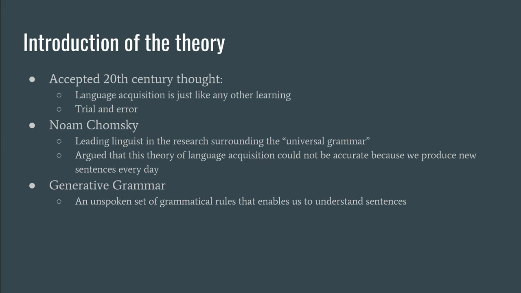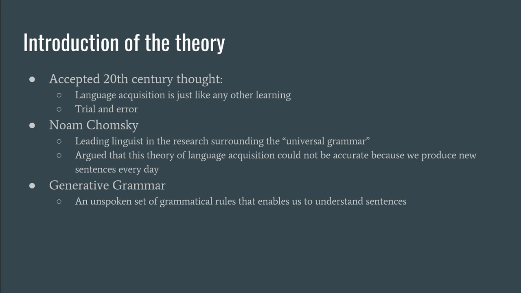So, during the beginning of the 20th century, first language acquisition or primary language acquisition was understood to be like any other learning process. So, in essence, it was through a succession of trial and error. And so, basically, that means that they believed that a child would use a certain structure of language and then be corrected by the parent. And so, they wouldn't use that anymore.